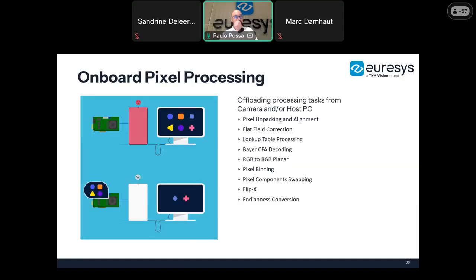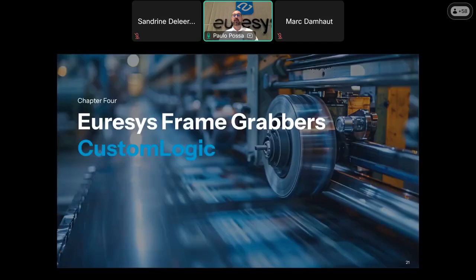We also offer a set of onboard pixel processing functions to offload these processing tasks from the camera and host. In this set of onboard functions, you can find light field correction, Bayer decoding, pixel binning, etc. And if you need additional onboard pixel processing, there is also CustomLogic.